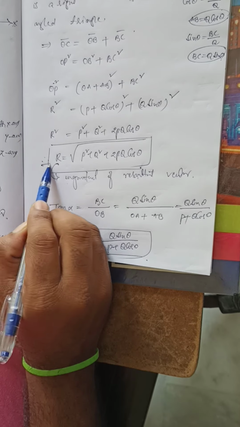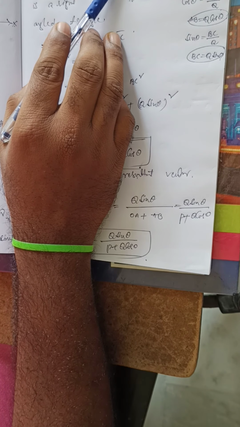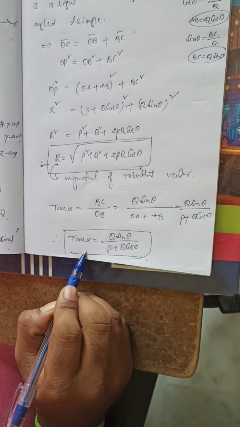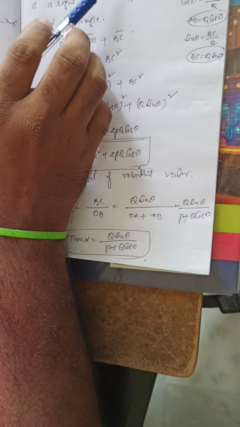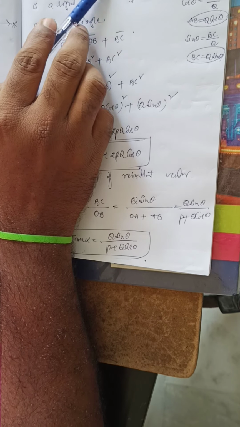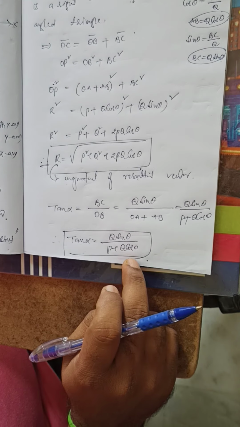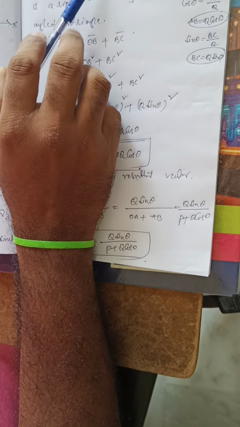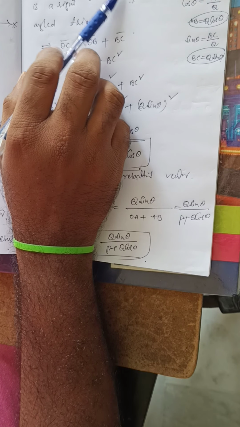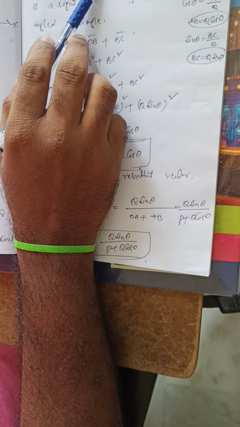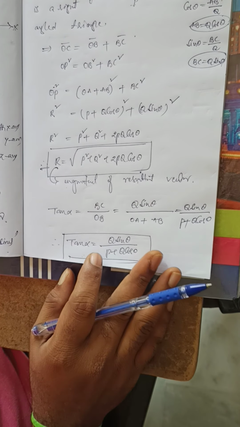The earlier formula is used to find the magnitude of the resultant vector. This formula is used when the resultant vector makes an angle alpha with P bar vector. If you know the angle between P bar and Q bar and you know the alpha value, then you can also find the angle between the resultant vector and Q bar vector. These things you have to remember.